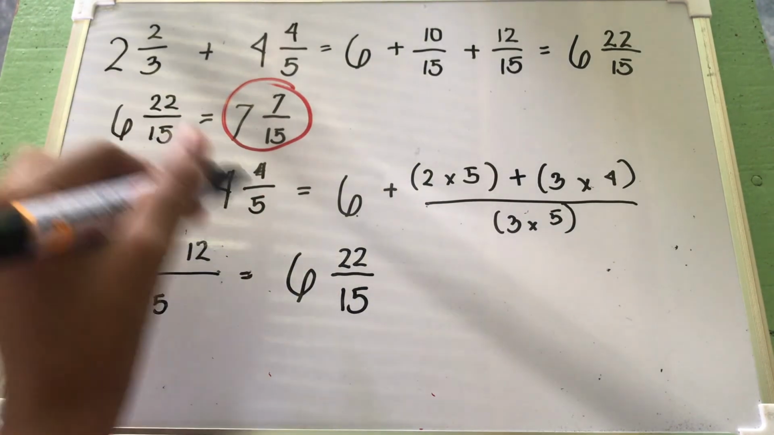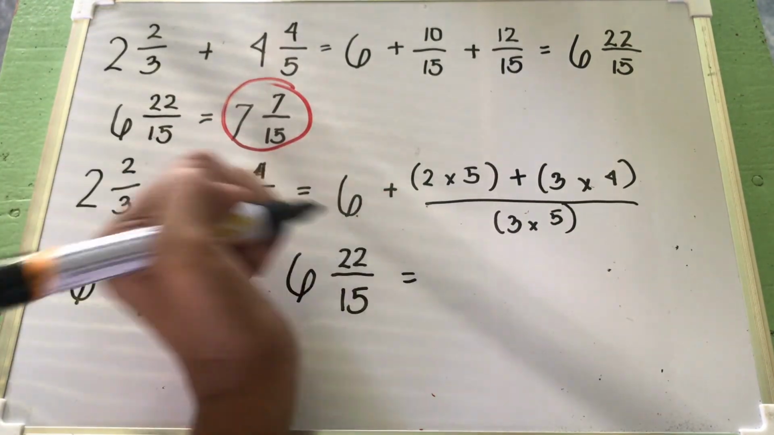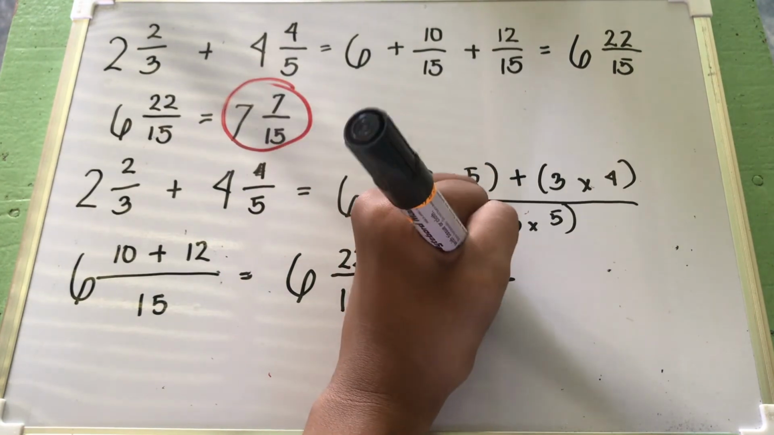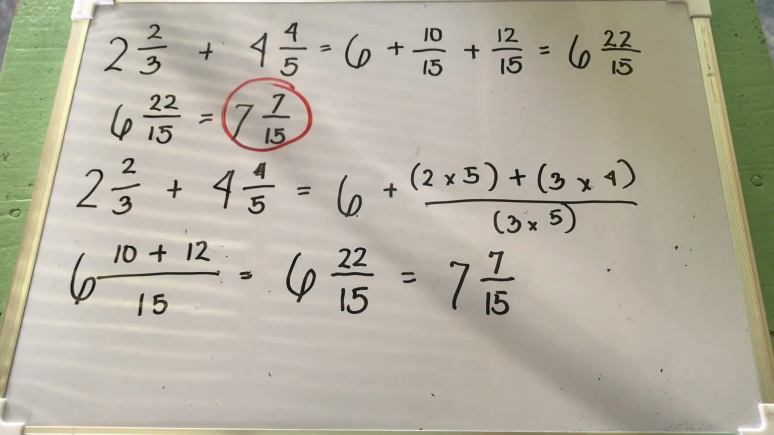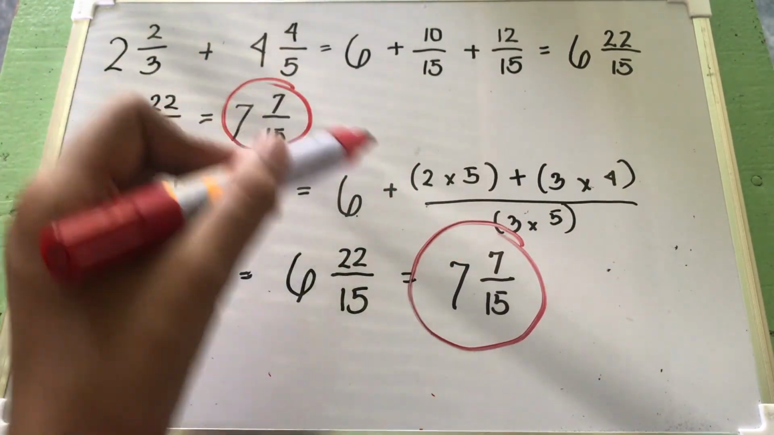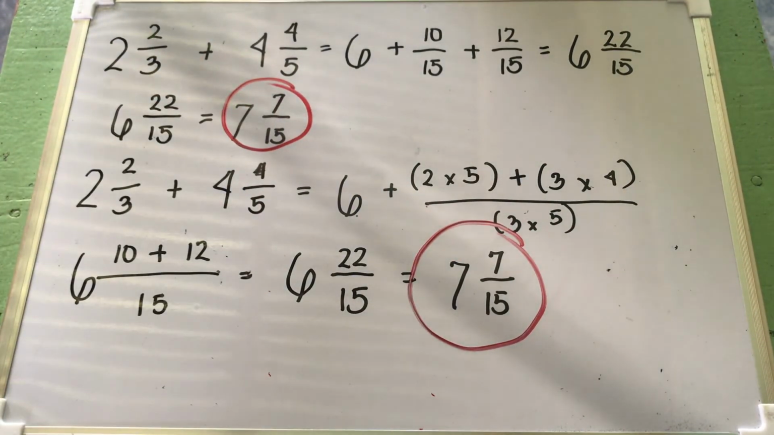Notice, it's the same already. So when we convert this to lowest term, it will still be 7 and 7/15. So they both have the same final answer. So you can use either of the two solutions shown as long as your answer is correct.